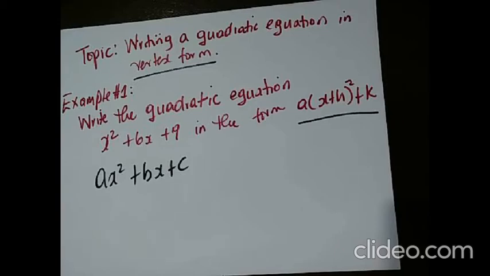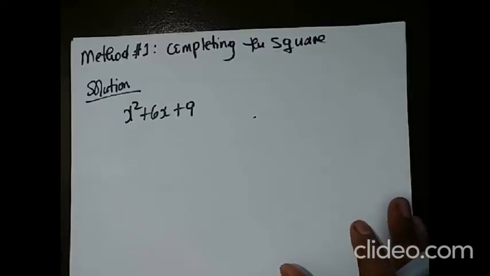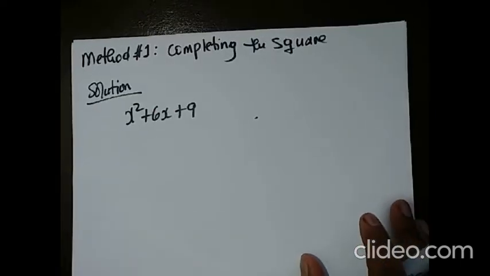For this video though, we're going to work out this question using three methods. First, we're going to look at the completing the square method, then using the formula method, then we're going to look at the diagrammatic method. Alright, now for the completing the square method.